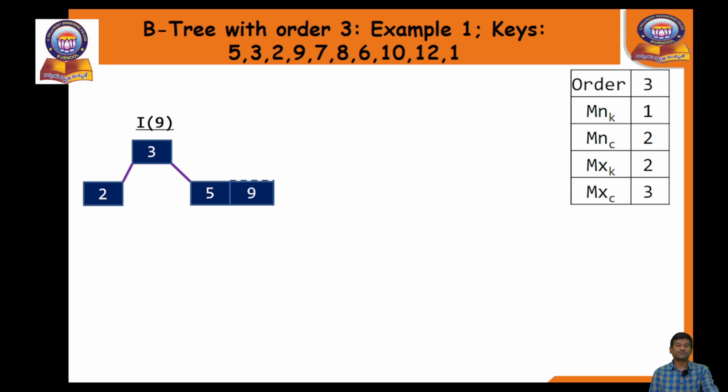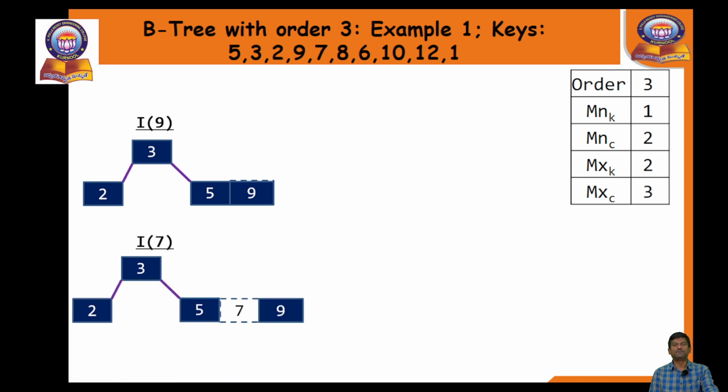And coming to the next one, insert the next key, that is 7. When you are inserting the 7, it has to be placed in between 5 and 9. So 7 is placed in between 5 and 9, and check the maximum allowable keys. The maximum allowable keys is equal to 2, and hence here there are 3 keys, and that is the reason to push the split value up. So now the root contains 3, 7.